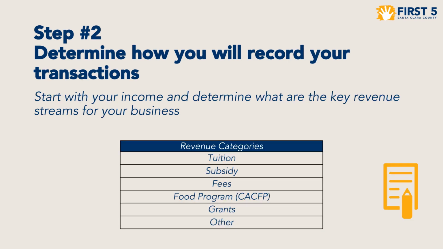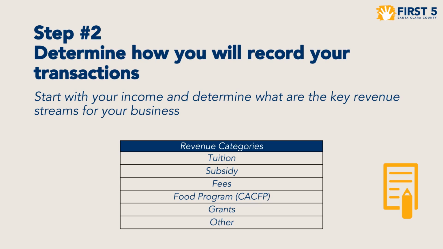Now that you've determined how you will account for funds, you need to determine how you're going to record your transactions. For many small childcare businesses, it will be easy to record transactions on a sheet of paper or a spreadsheet, such as Microsoft Excel or Google Sheets. Remember, if you are using QuickBooks and ELV, those two programs can share information to make your process easier.